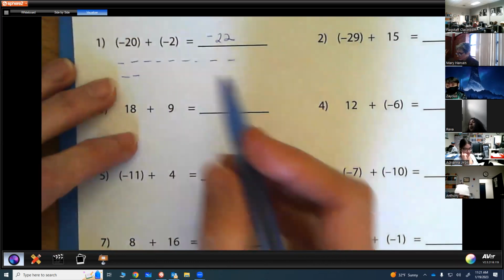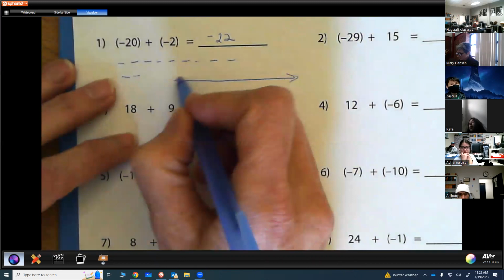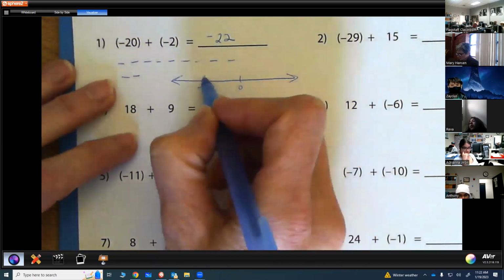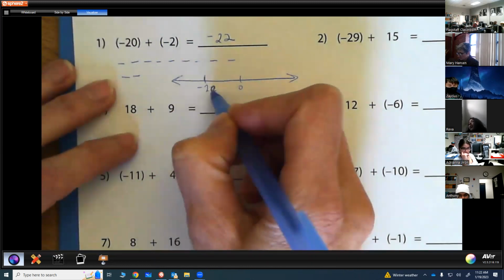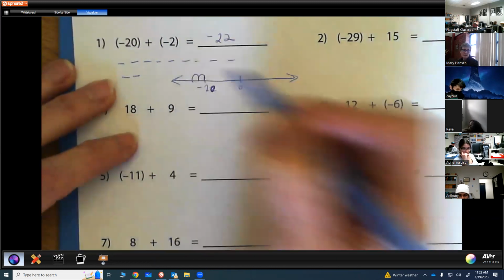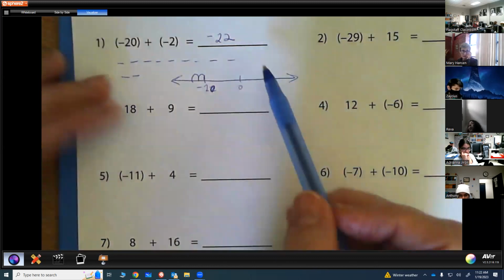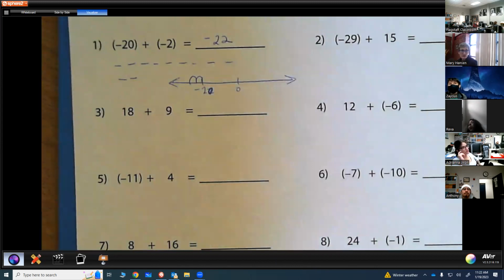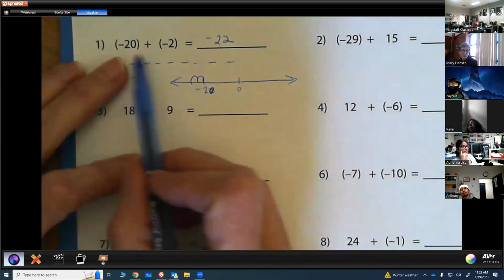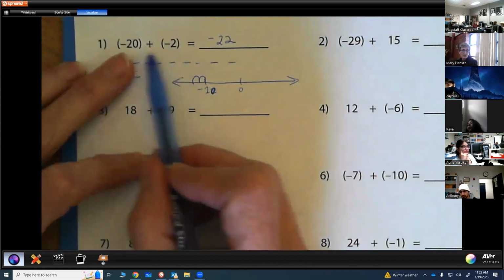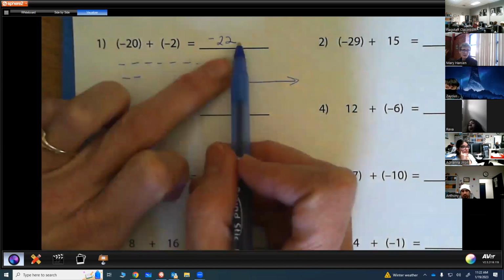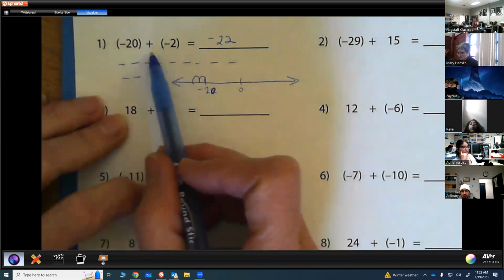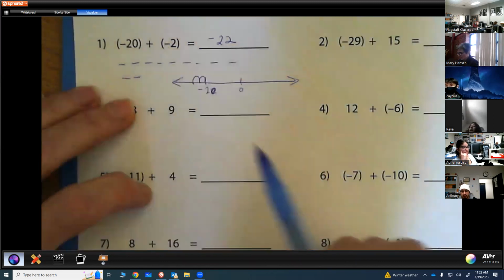Okay. If you're envisioning your number line, if you're at negative 20 and you go 2 units to the left, you're going to also end up at negative 22. And if you use the rule, it says if the signs are the same, which they are, they're both negative, you add the values to get 22 and you keep the sign that the 2 numbers started with. So you also get negative 22 that way.